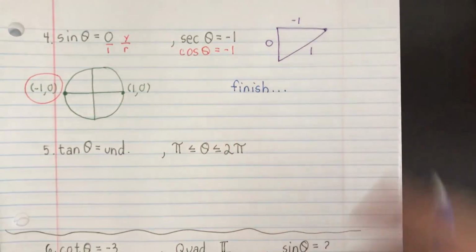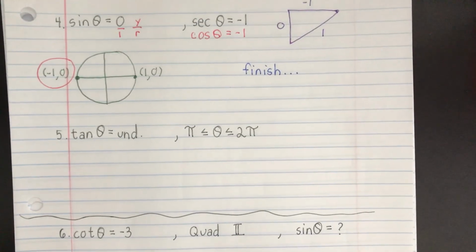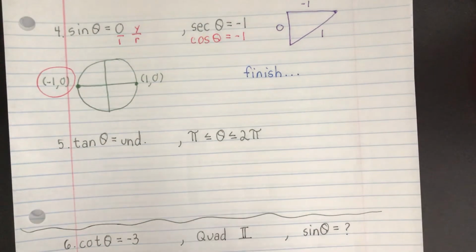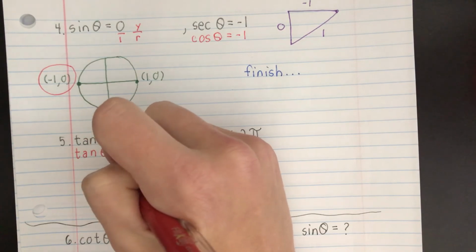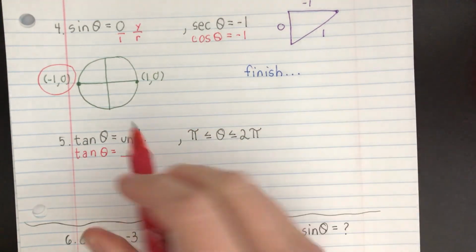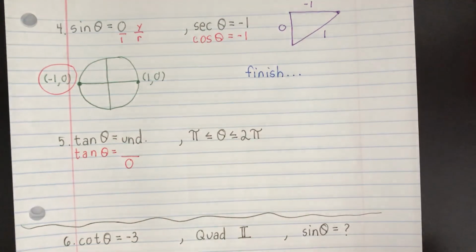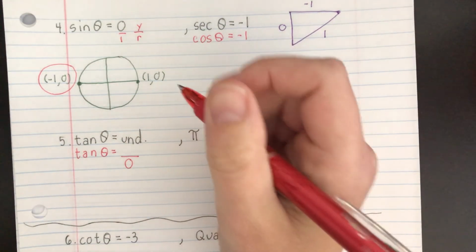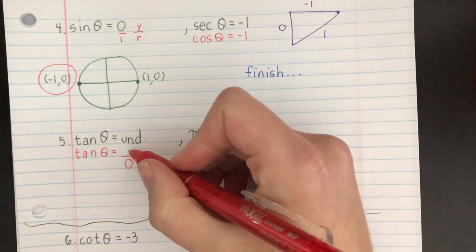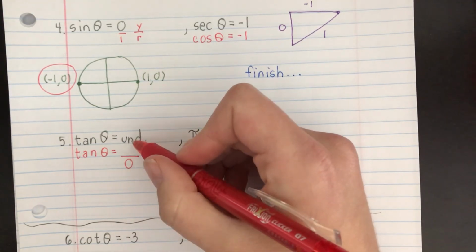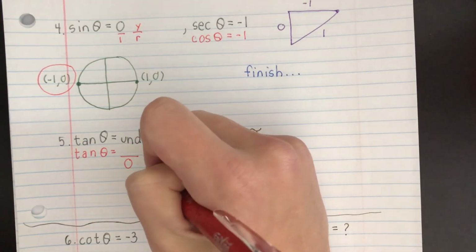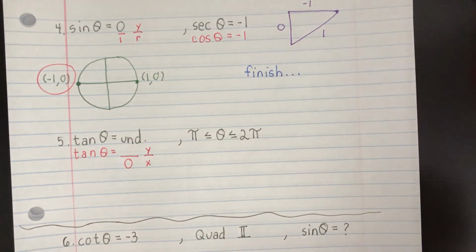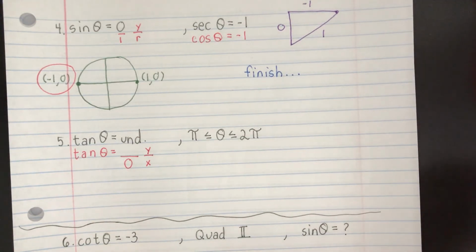Okay? We also have on number 5 the lucky fact that we could be talking about the unit circle here. Tangent of theta equals undefined. We know in order for something to be undefined, it's got to be over 0. Now we don't know what the numerator is. It could be anything. But for it to be undefined, this is over 0. So our x value, because remember tangent is y over x, has to be 0.